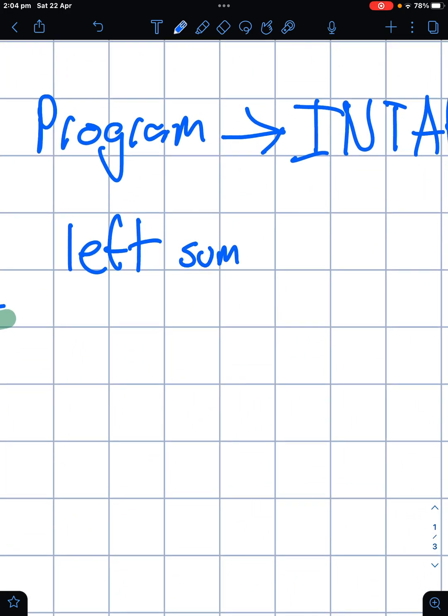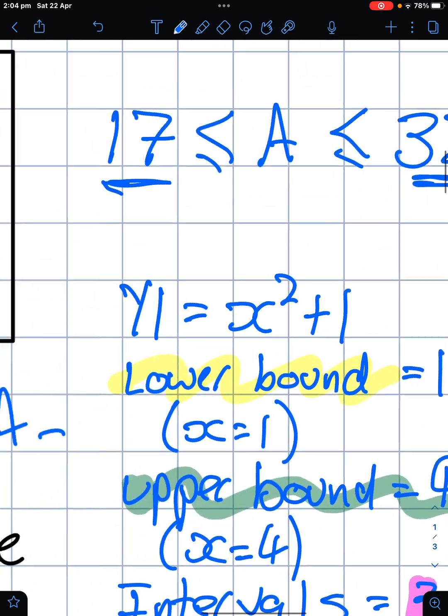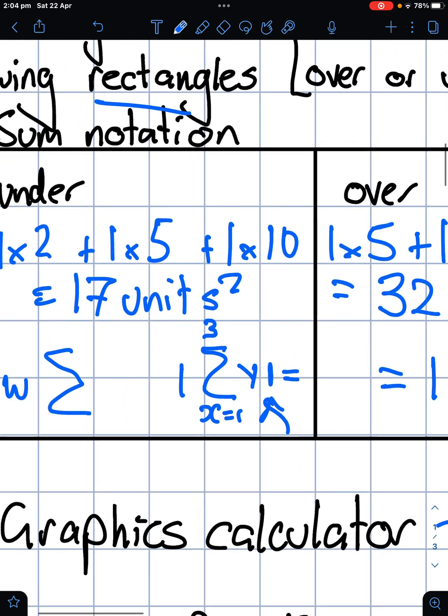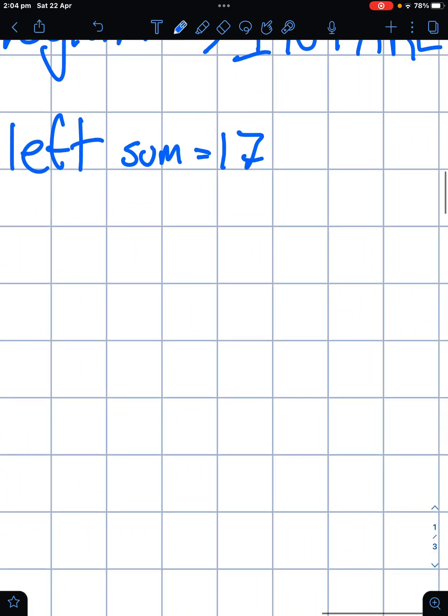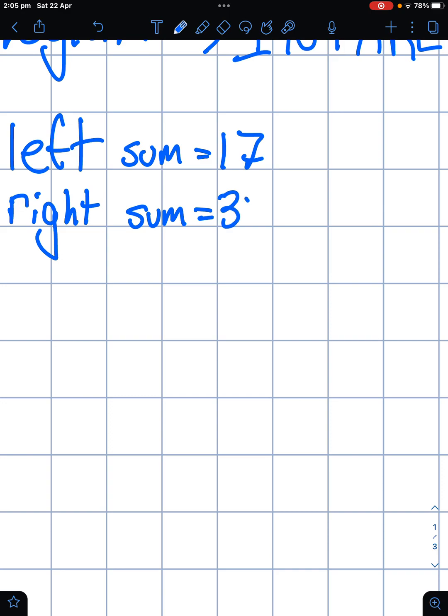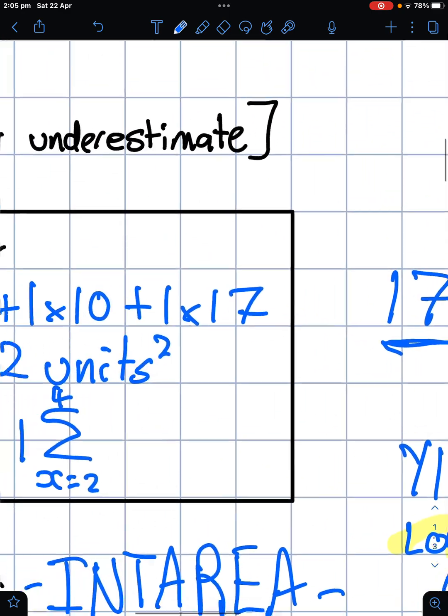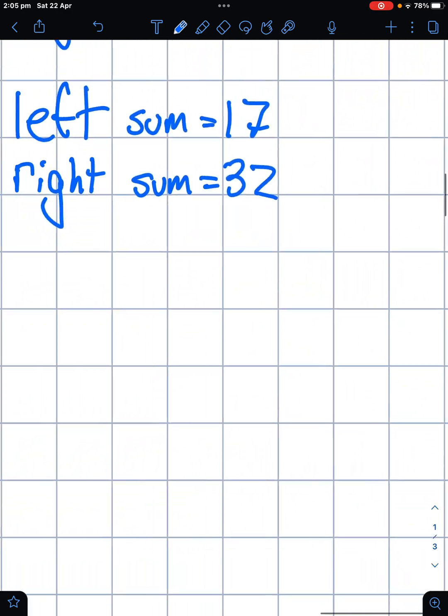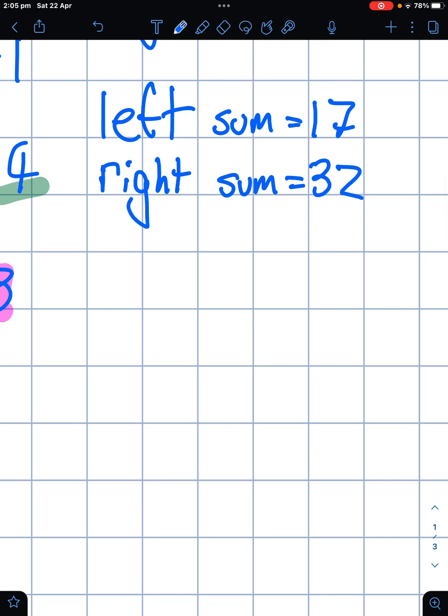Left sum equals 17, which is crazy because that's exactly what we've got there. Then we press execute and it comes up with right sum and starts doing the rectangles, and it comes up with 32. So let's check that. Okay, so 32. And then we go into our next one and it does a mid value. So it makes the rectangles. This is a better estimate as well.